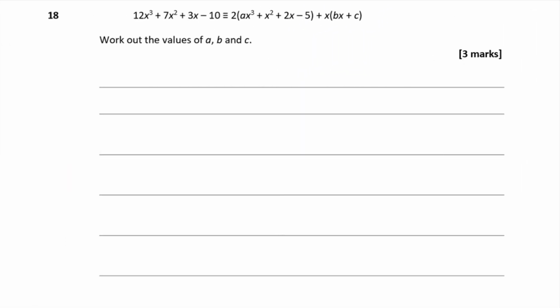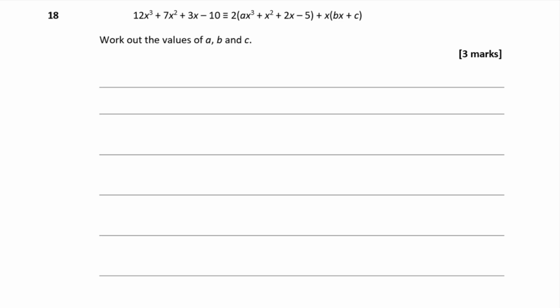Right, in question 18, we've been given an identity that 12x cubed plus 7x squared plus 3x minus 10 is identical to 2 lots of (ax cubed plus x squared plus 2x minus 5) plus x lots of (bx plus c). And we need to work out the values of a, b, and c.